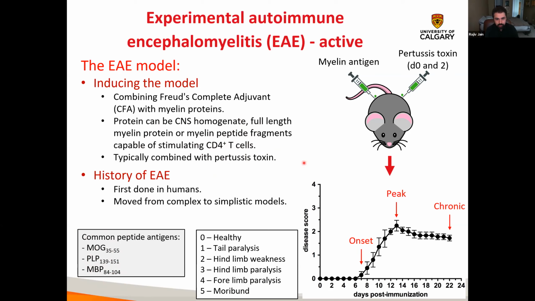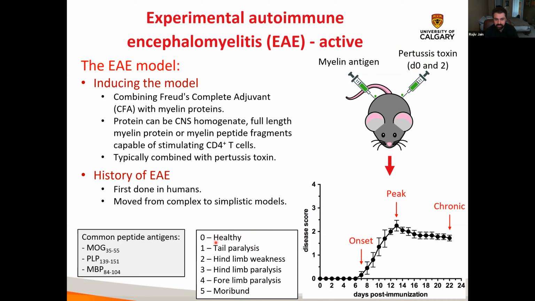When you induce EAE, you also combine it with pertussis toxin generally. And so the way this works is on the day of immunization, where you're giving the myelin antigen with your adjuvant, you're also going to give a pertussis toxin injection, usually about 200 to 400 nanograms, on the day of immunization, but also 2 days later. This will ultimately lead to the induction of EAE, which is typically scored on a lot of different scales, but the most common of which is this 5-point scale.